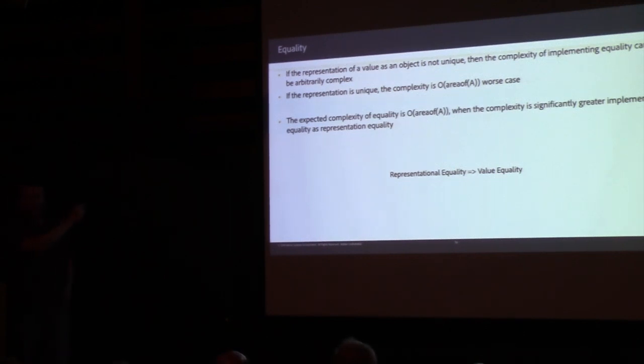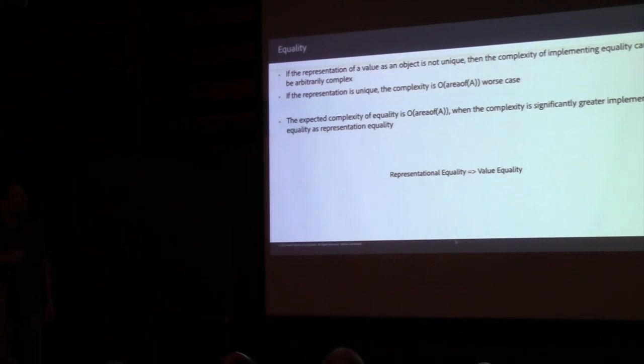So comparing two objects for equality might be arbitrarily complex. Typically not. If your representation is unique, then the complexity is always just the area of the object. And I didn't say size of, because size of is a local thing, and an object could have many parts. So I refer to area of the object as the local size plus the size of all the parts of the object. Because it's very rare that we have things that would take a long time to compare, the expected complexity of equality is going to be O of area of A. Typically you can short circuit it too if things are not equal.